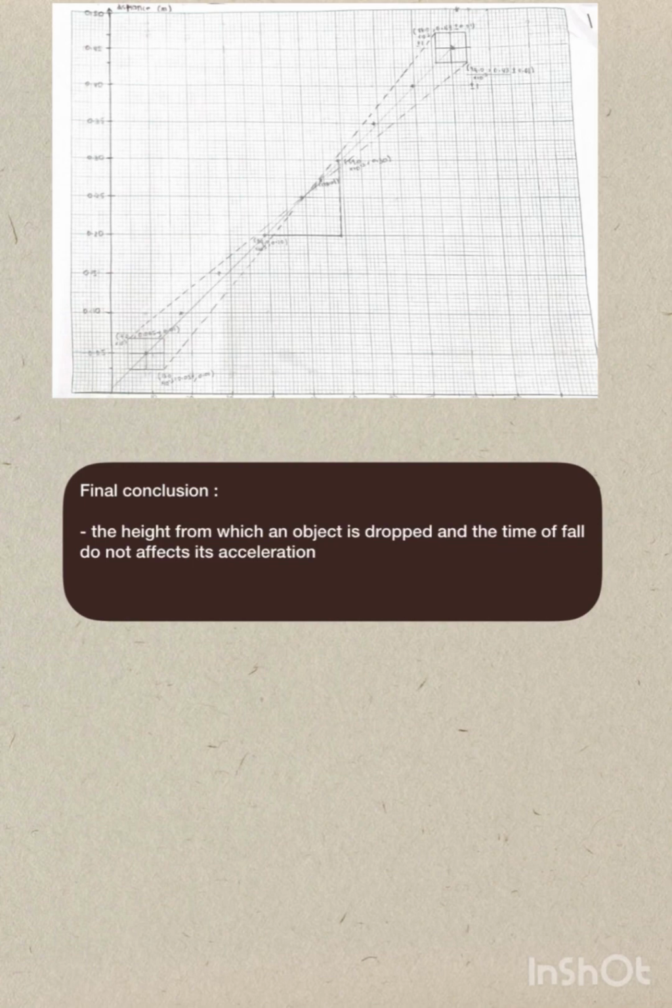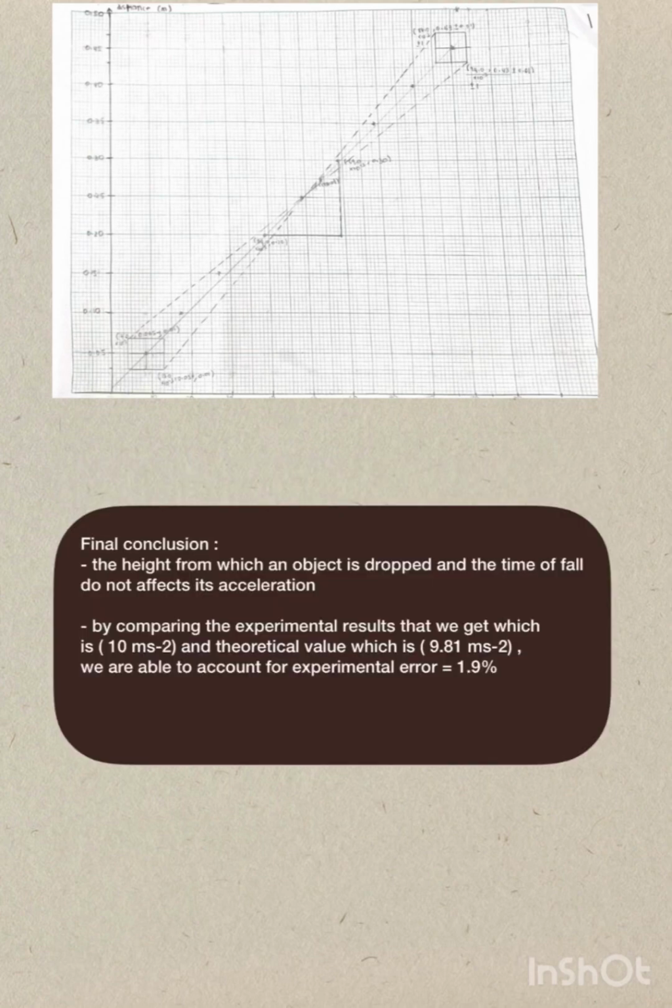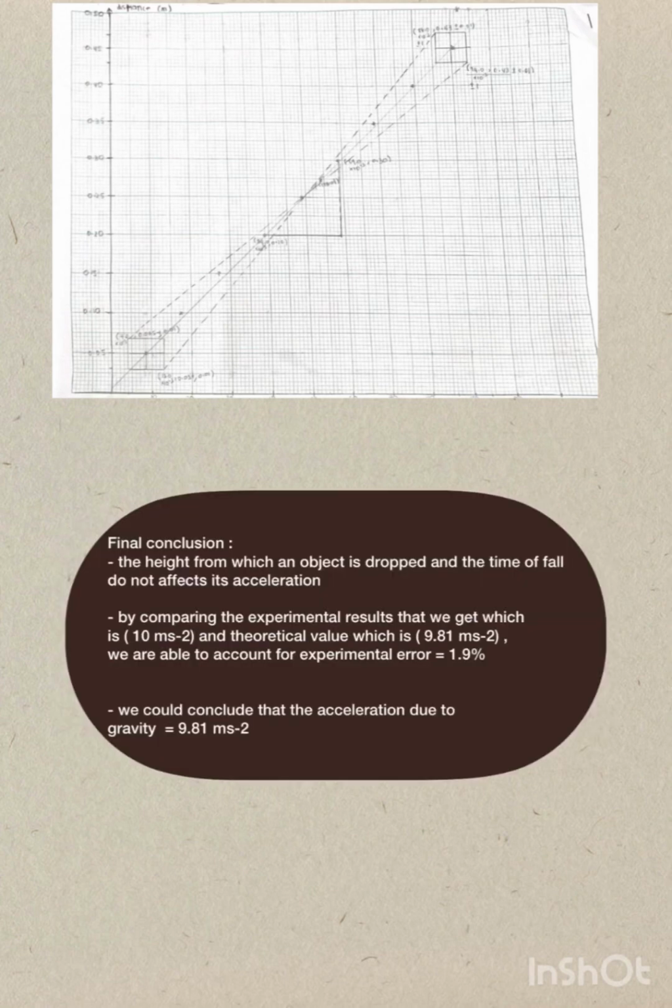The conclusion is the height from which an object is dropped and the time of fall does not affect its acceleration. By comparing the experimental result that we get, which is 10 meters per second squared, and the theoretical value, which is 9.81 meters per second squared, we are able to calculate the experimental error that we get, which is 1.9%. So we could conclude that the acceleration due to gravity is equal to 9.81 meters per second squared.